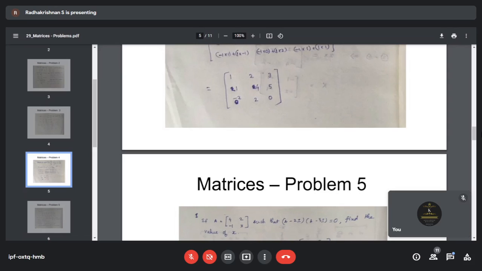So I is the identity matrix. Okay. So it will be 1, 0, 0, 1. Since A is a 2 by 2 matrix, we have to take I also as a 2 by 2 matrix. So 1, 0, 0, 1. So you can easily compute A minus 2I and A minus 3I. Then multiply those two. Then equate each term to 0. So then you will be able to solve for x.